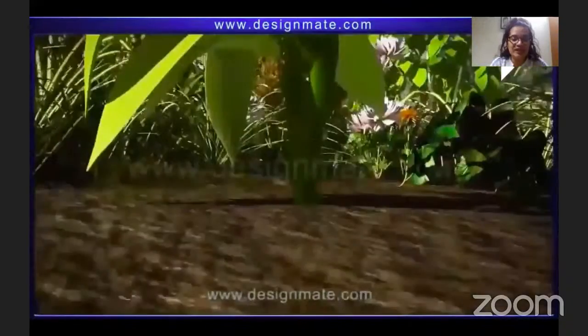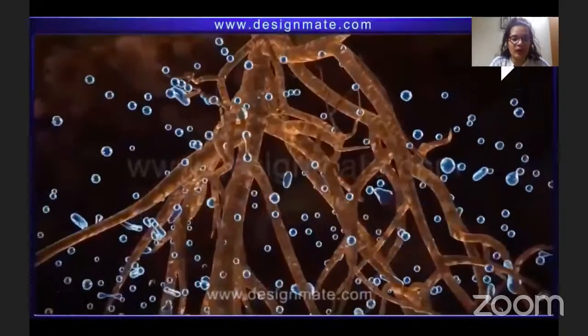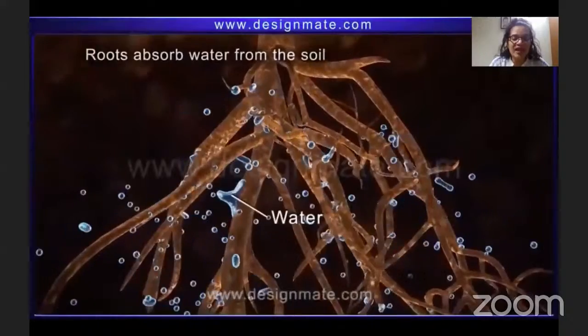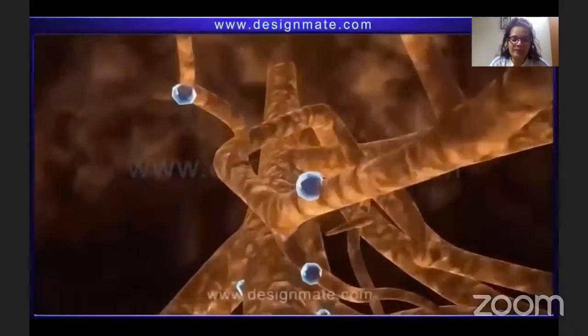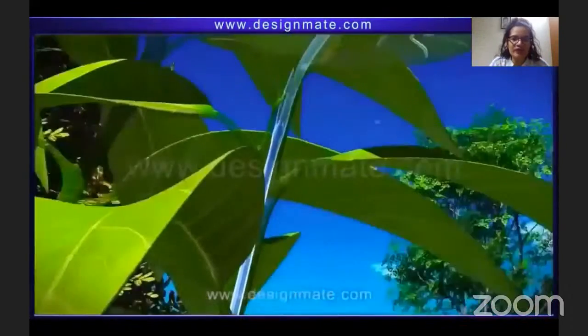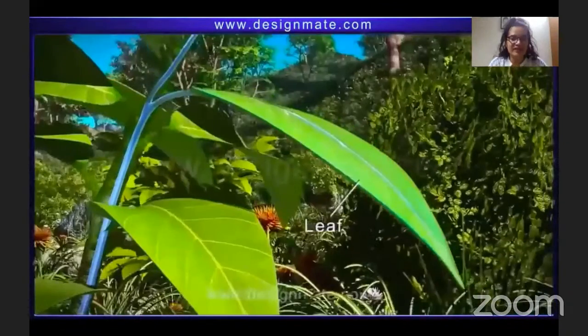Okay, so when we take a closer look at it, we come to know that there are roots at the bottom. Now, what do roots help us in? They firmly hold the plant in the soil. These roots also absorb water from the soil, and through the tiny tubes transport it to the stem and then to the leaves. So the water is absorbed by the roots and the stem transports it to the leaves.